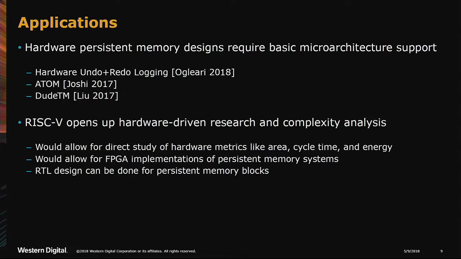So I would say that these changes would open up RISC-V to lots of persistent memory research, but also allow us to have a better complexity analysis for our underlying systems when implementing persistent memory. It would allow for direct study of hardware metrics like area, cycle time, and energy. It would also allow us to take our persistent memory systems, say as extensions of a RISC-V system, and program them onto an FPGA. And it'll give us more agency and ability to have RTL designs for persistent memory.